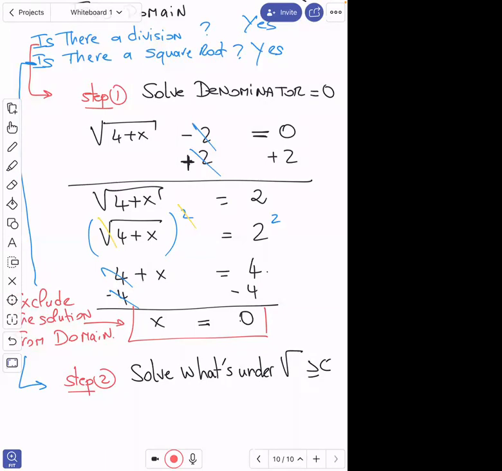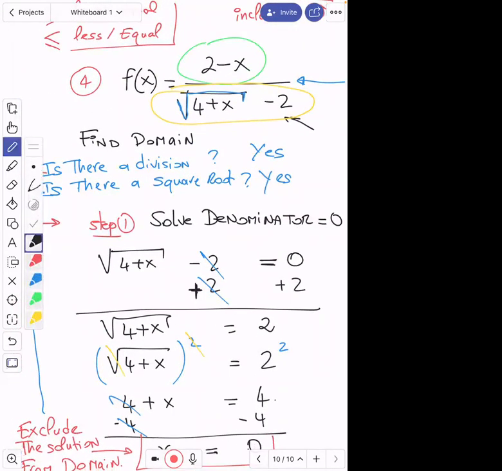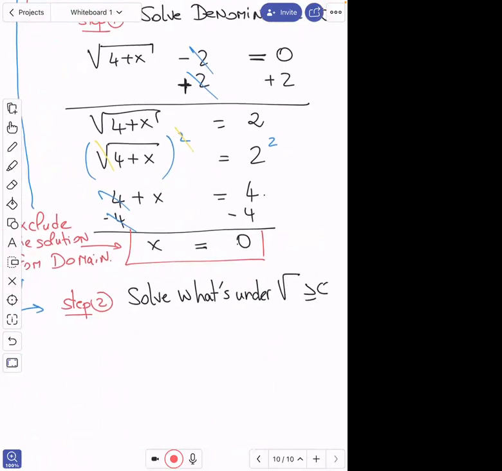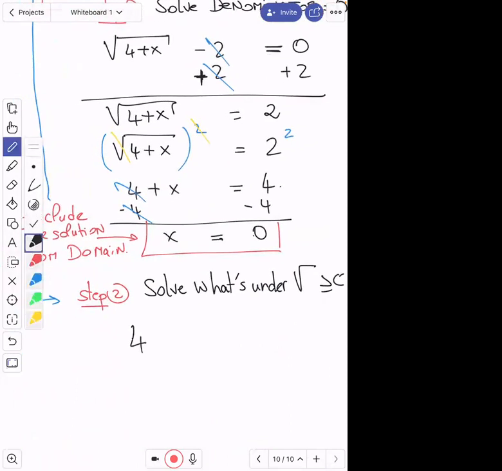And what's under the square root? Well, under the square root, it's just 4 plus x, right? That's what's under the square root. So it's 4 plus x, larger or equal to 0. Okay, so we need to solve for x. We can just subtract 4 from both sides. And if you subtract 4, then that will be x on the left, larger or equal to -4. So what I'm saying here is that my x can be any number larger or equal to -4, right?